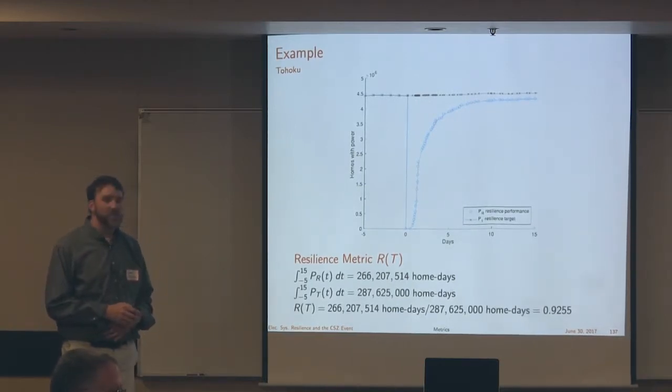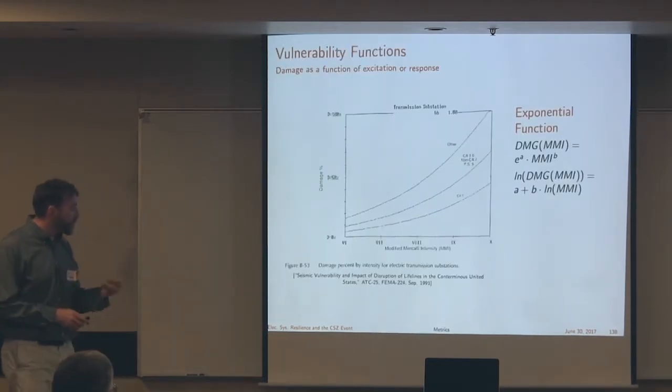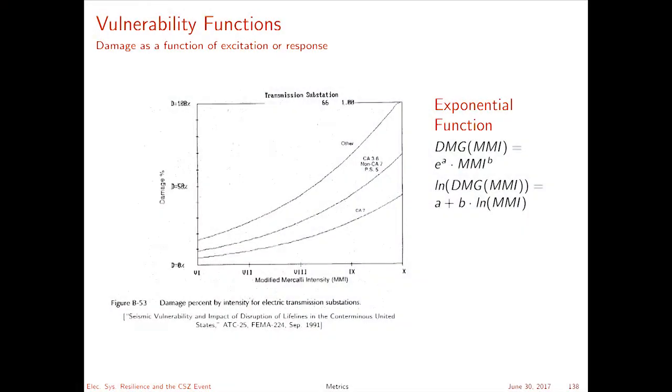Make sense? Okay. Let's talk about a couple other metrics. So that was one metric. Particularly this will be relevant for the exercise that we do. Vulnerability functions. This is another really cool report. Again, I'll put this up in the repository, so you'll find it afterward. This is from ATC-25, also known as the FEMA 224 document.